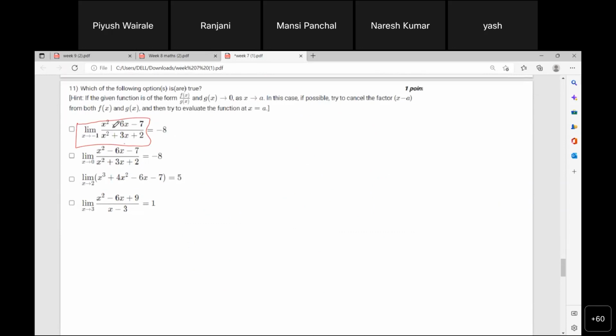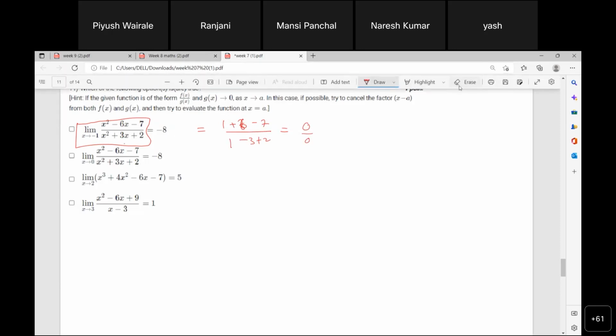If I put x equals to minus 1 here, what will I get? This is 1 plus 7 plus 6 minus 7, right? And here 1 minus 3 plus 2. So basically it is 0 by 0 form, right? As of now we don't know the derivative, so we'll not go to L'Hospital. We simply try to factorize it, right?